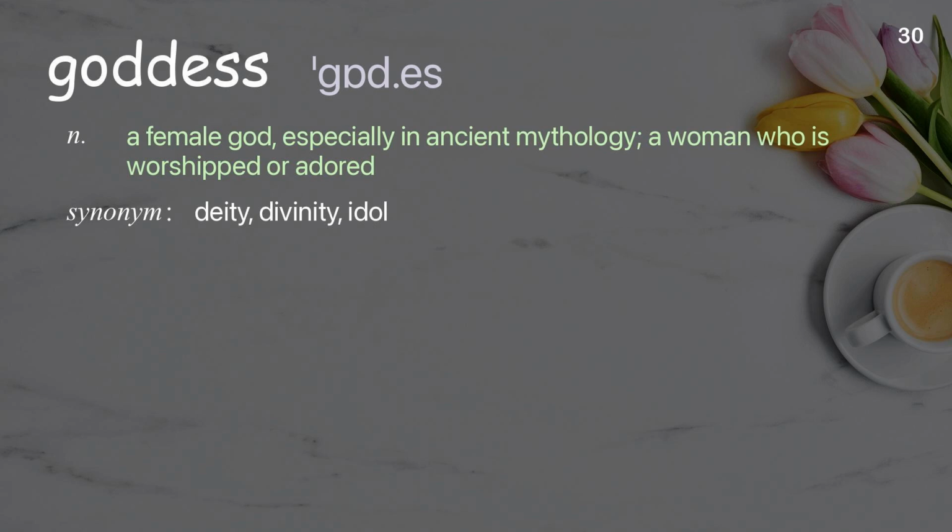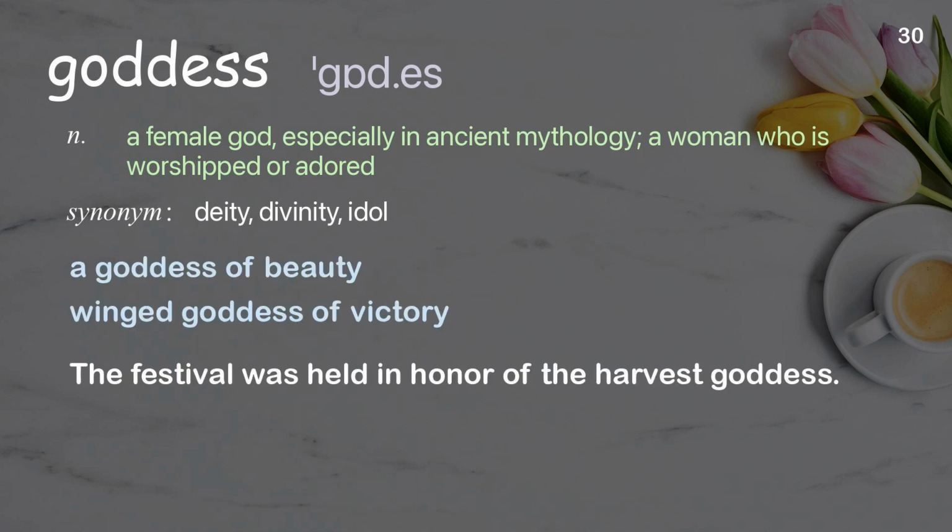Goddess. A female god, especially in ancient mythology; a woman who is worshipped or adored. Examples: A goddess of beauty. Winged goddess of victory. The festival was held in honor of the harvest goddess.